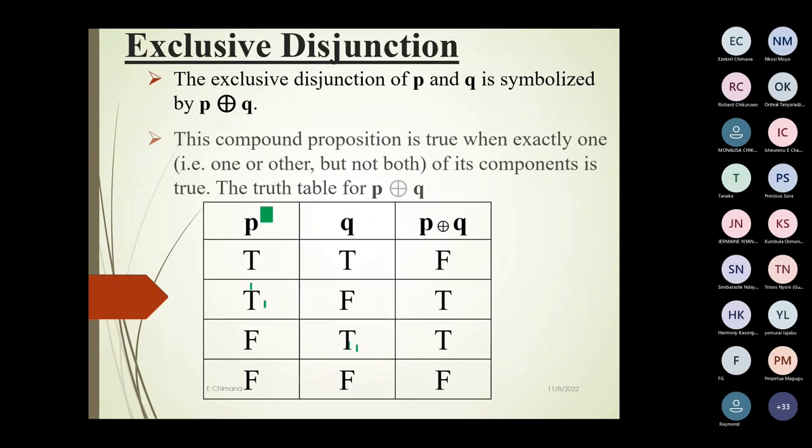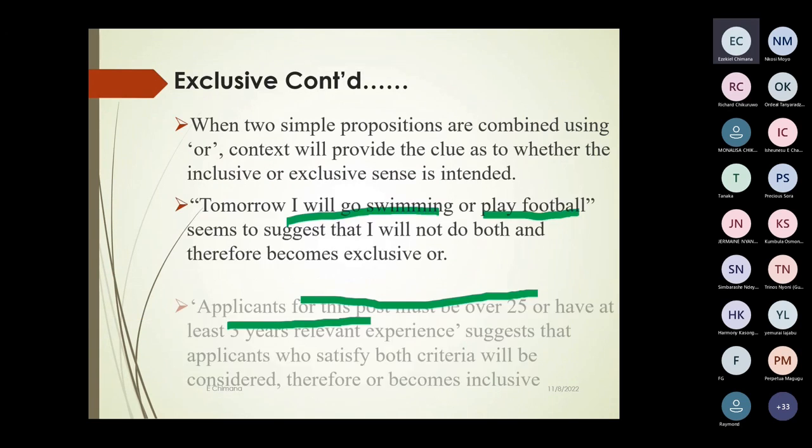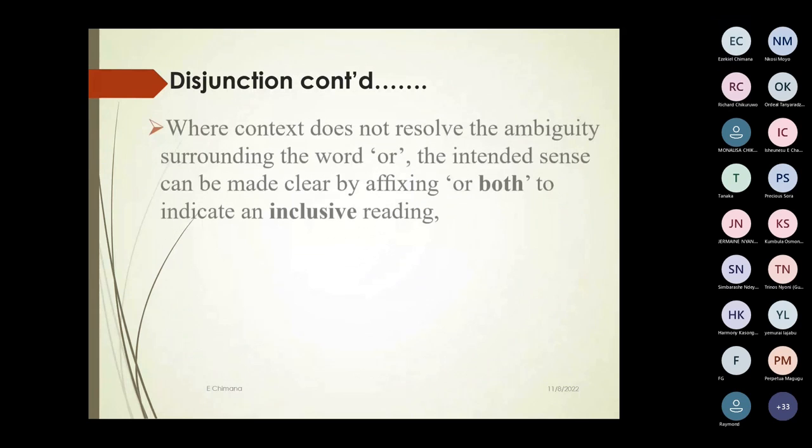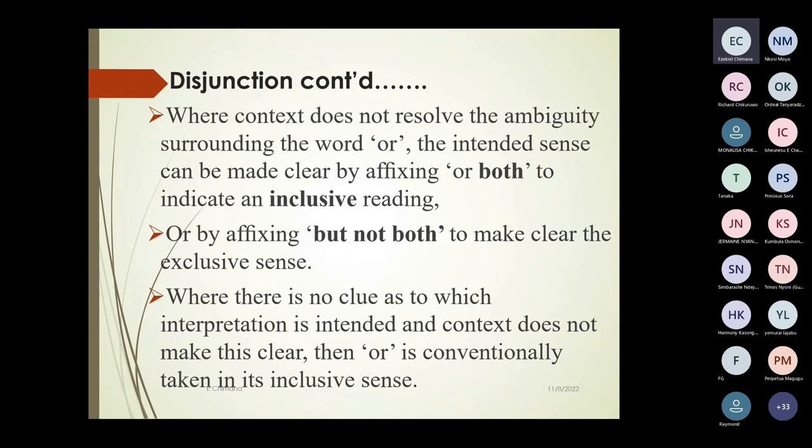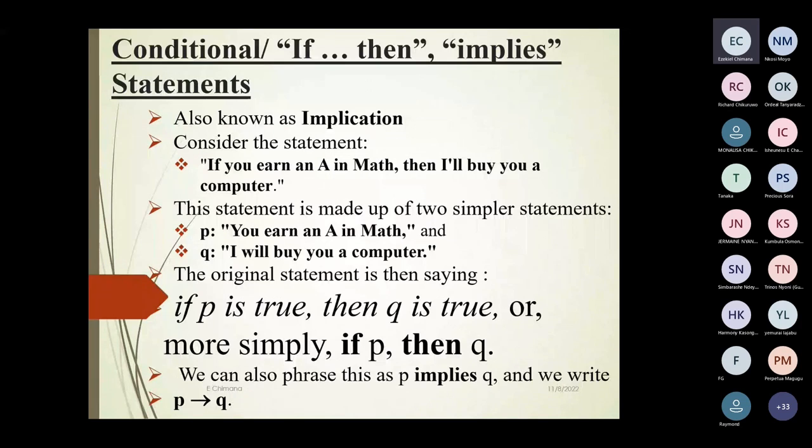Otherwise, the context will be provided. So where there is no clue as to which interpretation is stated and the context does not make this clear, then or is conventionally taken in its inclusive sense. So let's talk about the conditional if-then, which is the implies statements. So also known as the implication.